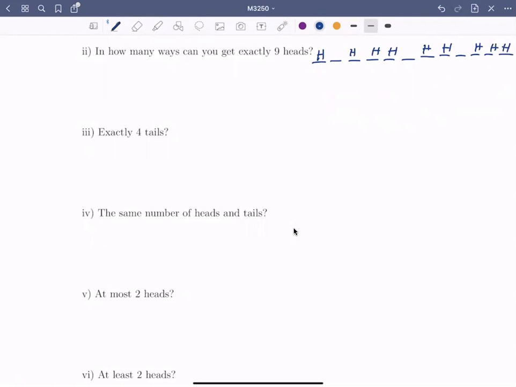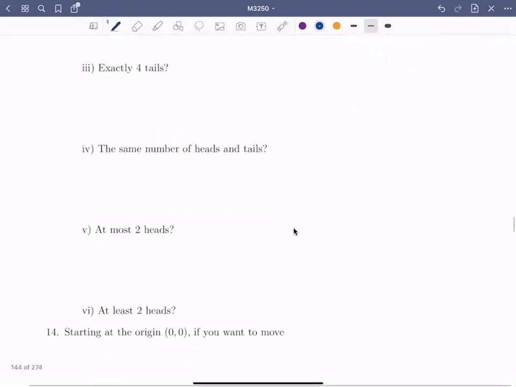And how many ways are there, if you have 9 spots, how many ways are there to choose 9 of them given 12? Well, 12 choose 9. So that's the number of ways to get exactly 9 heads. How many ways are there to get exactly 4 tails? Well, it's the same idea. You have 12 spots, and you want to choose 4 of them.